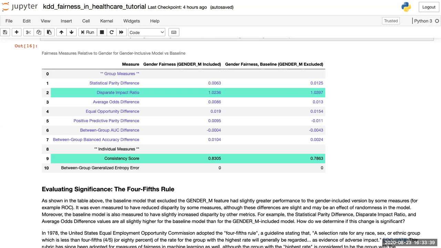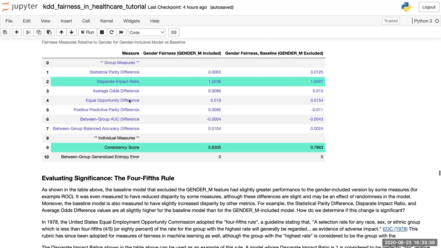And before we move on, let's think back to the unawareness metric. Notice how in this example, our unaware model is not necessarily more fair than the model including the protected attribute by many of these measures. So let's look at one more example.